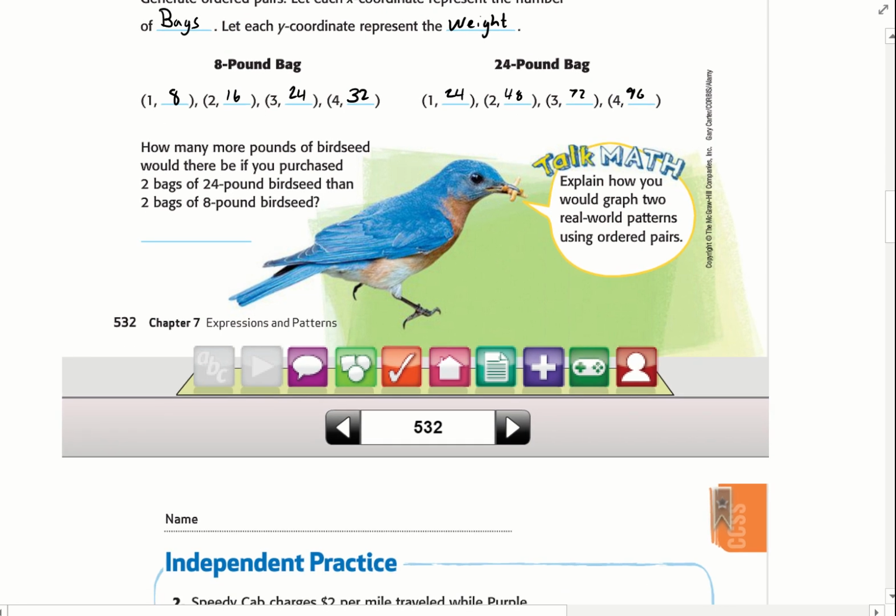So it says, how many more pounds of birdseed would there be if you purchased 2 bags of 24-pound birdseed than 8-pound? So I have 2 bags of 8 pounds. So I'm going to look at the 2. I have 16. I'm going to look at 2 over here. I'm at 48. So how much more would I have? That means I'm going to subtract. I cannot write an equation to save my life. 8 minus 6 is 2. 4 minus 1 is 3. It's going to be 32 pounds.